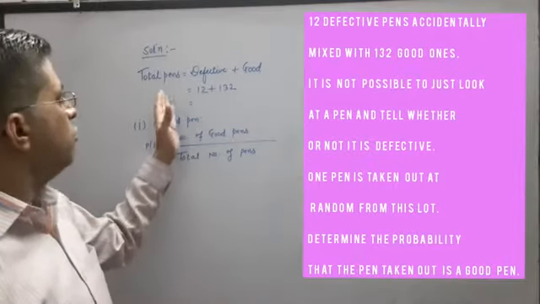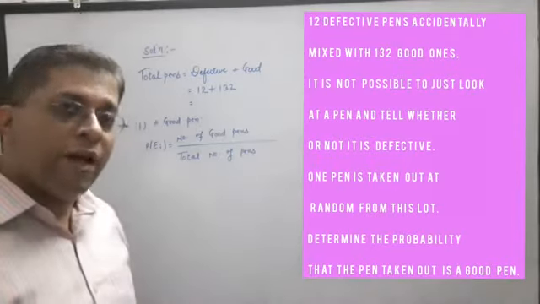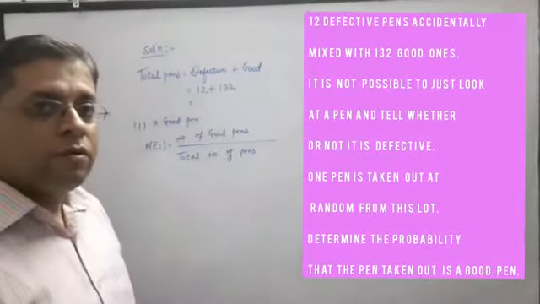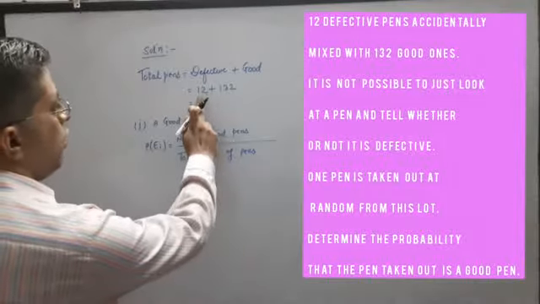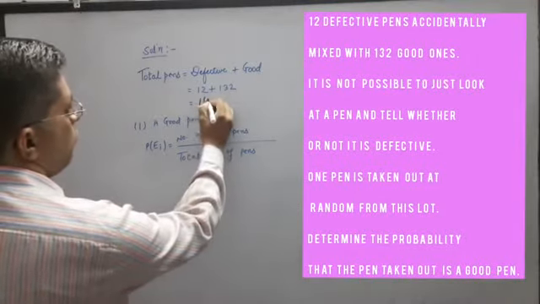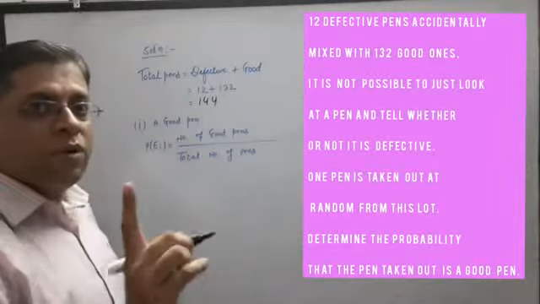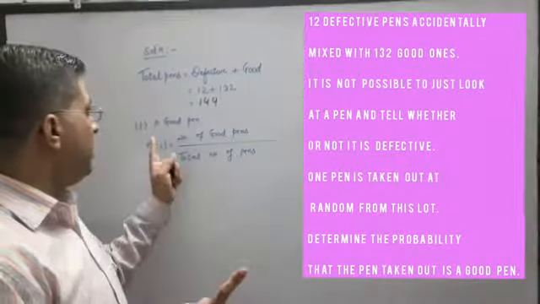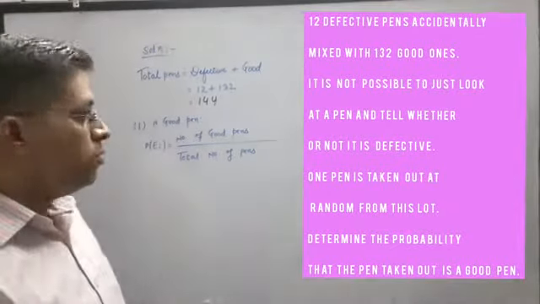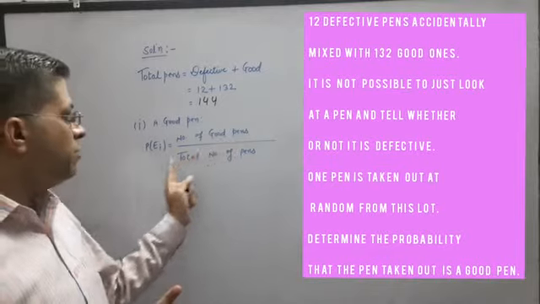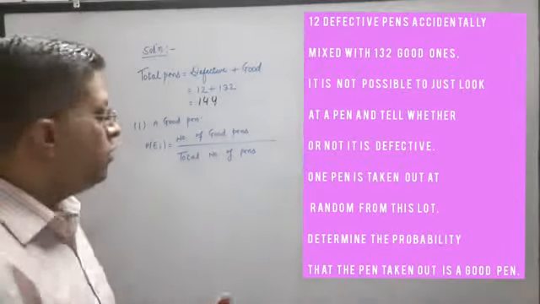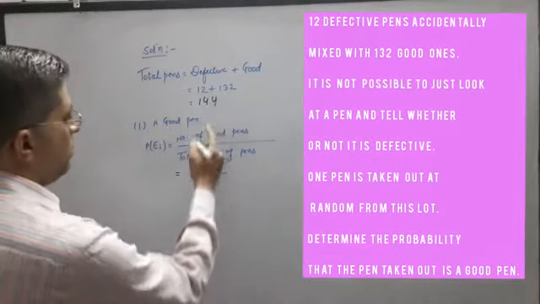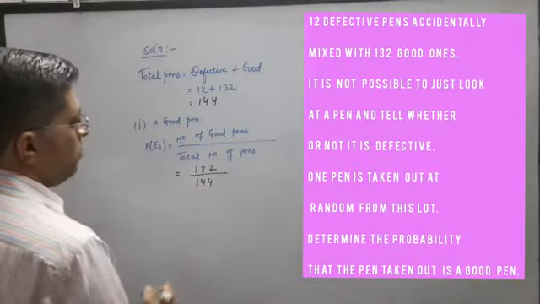Yes, see, according to the question, what will be the total number of pens? Number of defective and good pens. Let me add 12 plus 132. This will be 144. Total number of pens is 144. And what we have to find out? You have to find the probability of a good pen. Probability of a good pen will be number of good pens upon total number of pens. How many good pens are there? It is 132. And the total number of pens is 144.